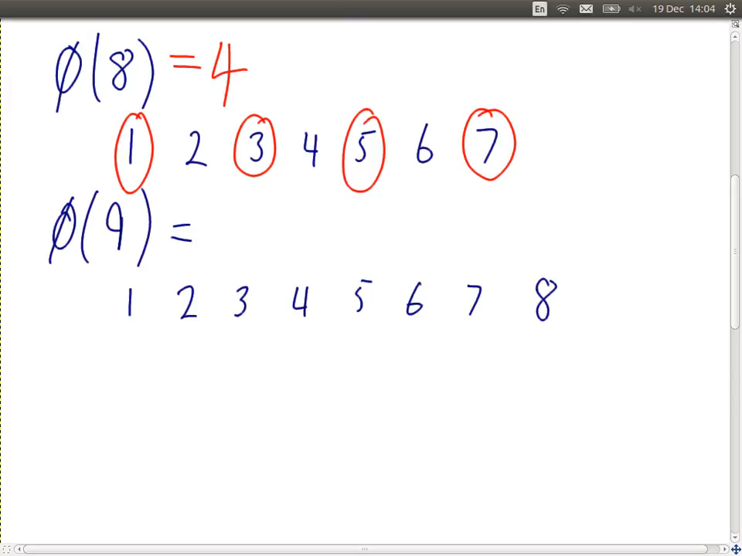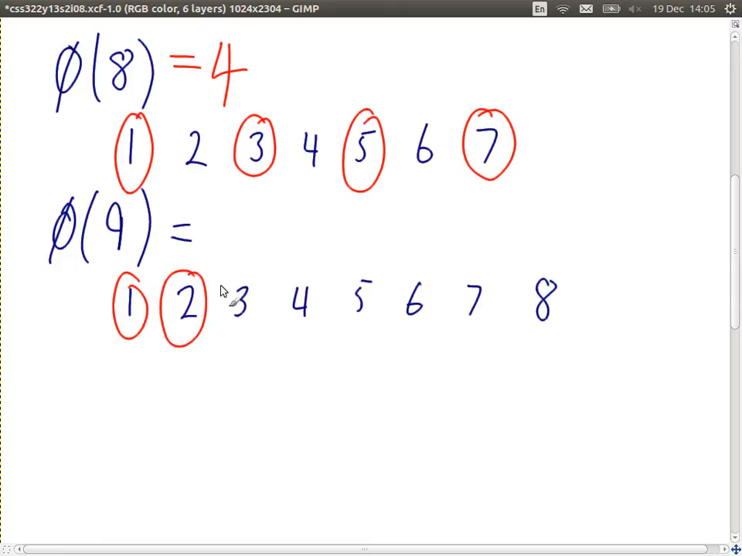One is relatively prime with every number, because the greatest common divisor of one and that number is always one. So yes. Two and nine, relatively prime, yes or no? Hands up for no. All right, good, well done. Three and nine have a divisor greater than one, so no.